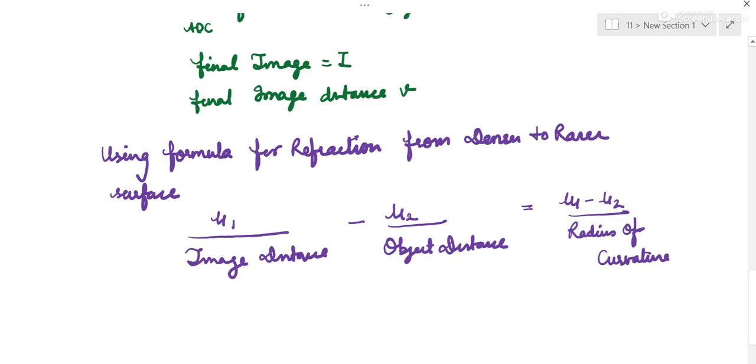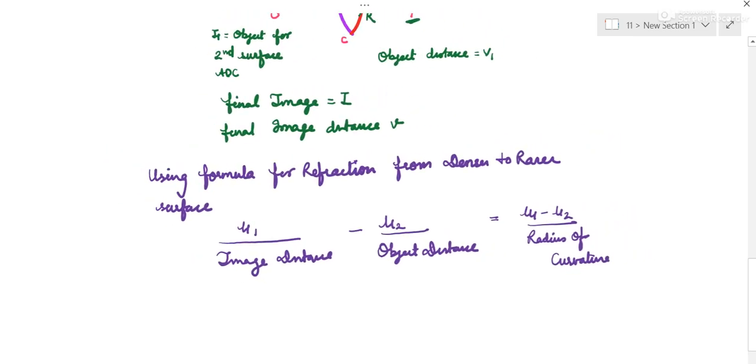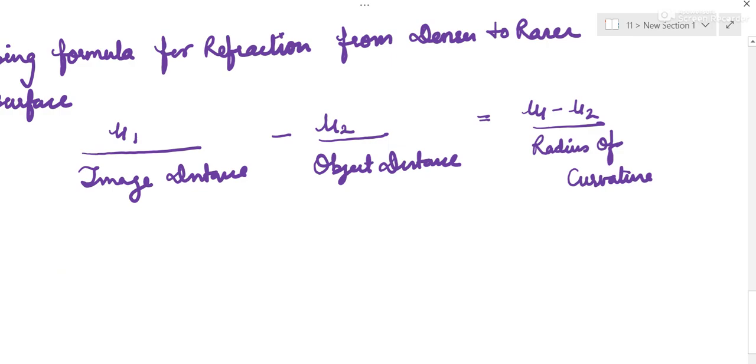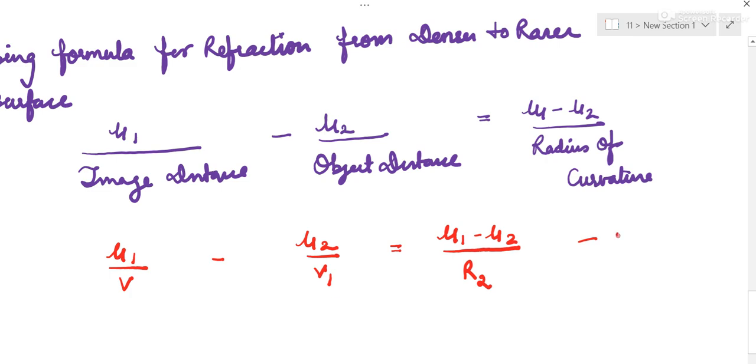So let us substitute the values. You can see image distance is V, object distance is V1. So let us substitute mu1 by V minus mu2 by V1 is equal to mu1 minus mu2 by R2. Here the refraction is taking place at second surface, so it is R2. And this is my second equation.